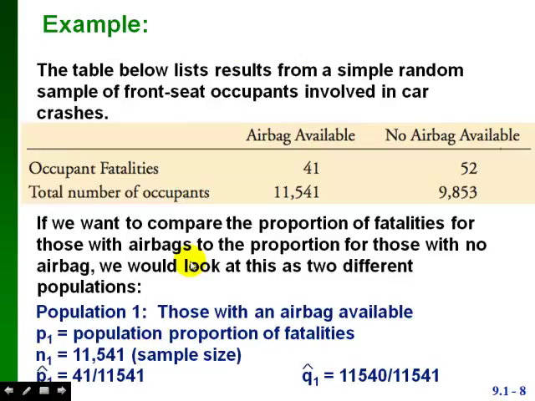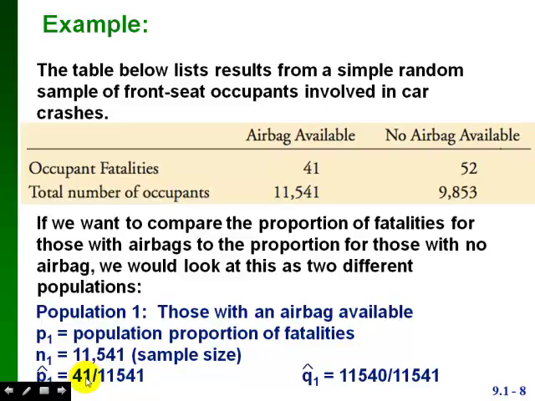Here's an example. Here we have some data about fatalities in car crashes, depending on whether there was an airbag available or not. So we're going to treat these as two different samples. The ones where the airbag was available will be our sample number 1. Where there was no airbag available, that will be our sample number 2. We're going to start out by comparing these two. So if we're considering the airbag available population 1, then our n1 would be the 11,541, the sample size there.